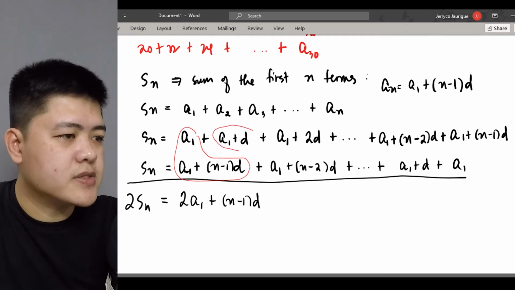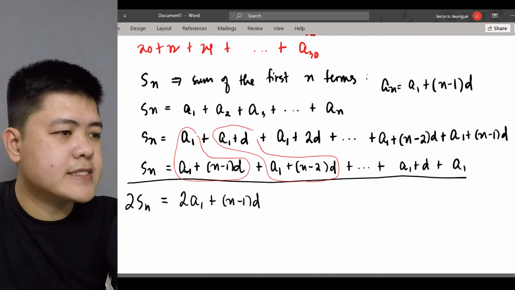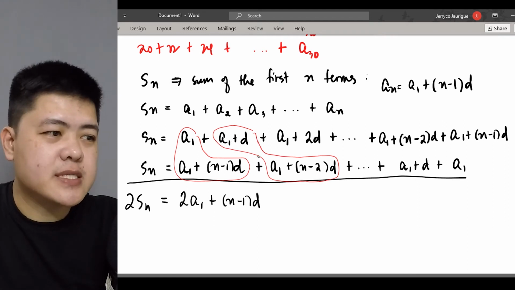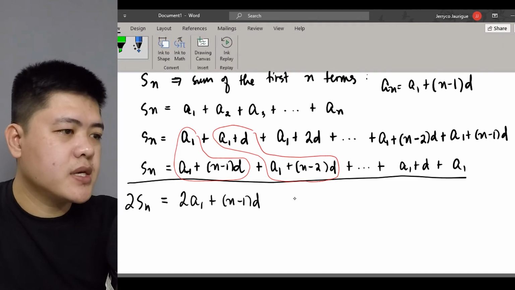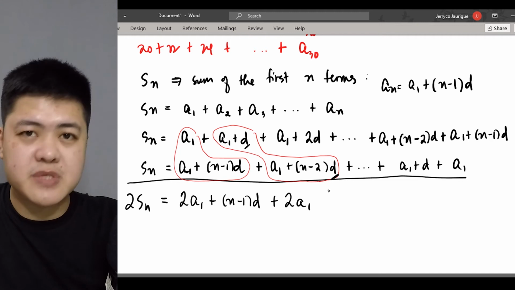Ito naman. Yung second term at saka yung second to the last term. Let's add this. May 2a pa rin tayo, which is a sub 1 plus a sub 1. So it still becomes 2a, so that's plus 2a sub 1. But this time, what is d plus n minus 2 times d?